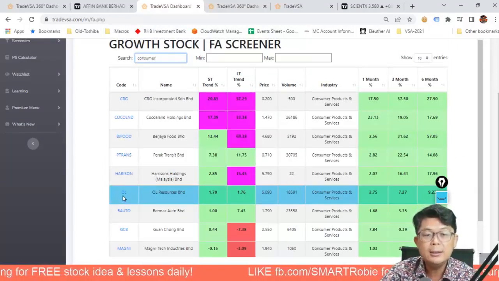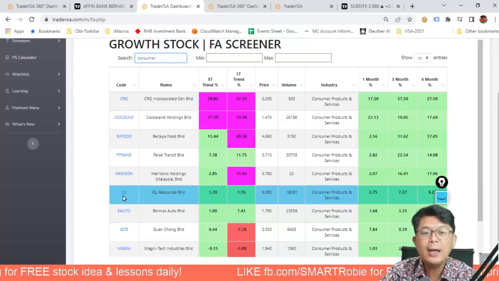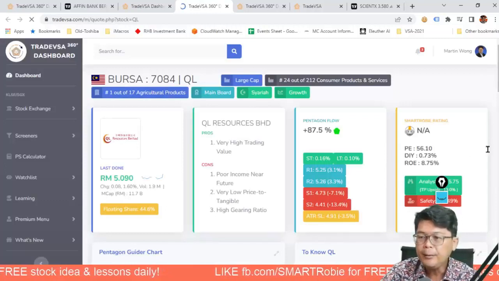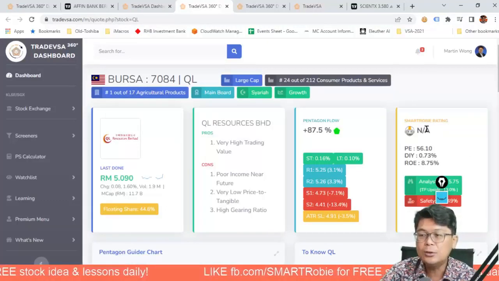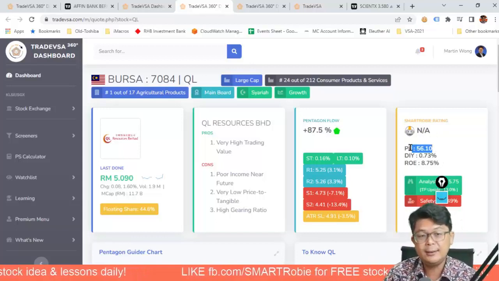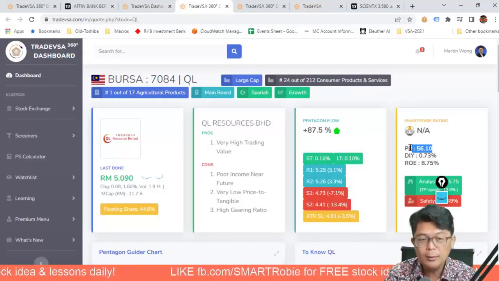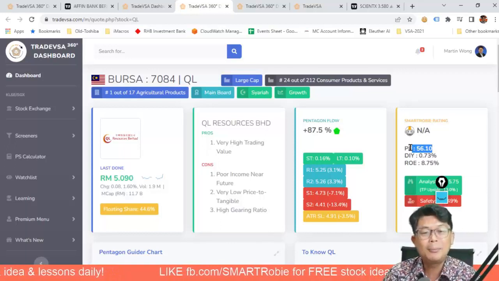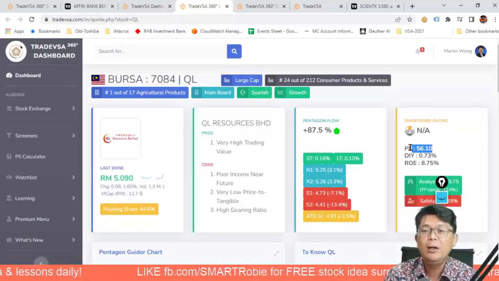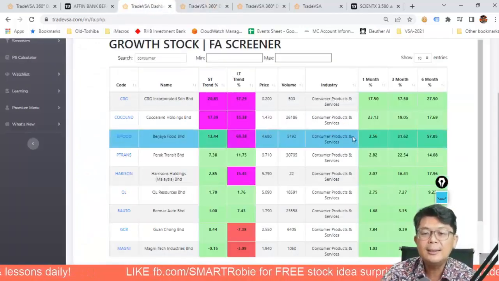So the next thing we want to do is check what? We want to check the rating. All right, so we click on to QL, and you can see the rating is NA. So when the rating is NA, remember I talked about the PE. This is PE 56. So it is a growth stock, but unfortunately the price is very expensive. Okay, PE is 56 times. So in here, we want to look for those that are.